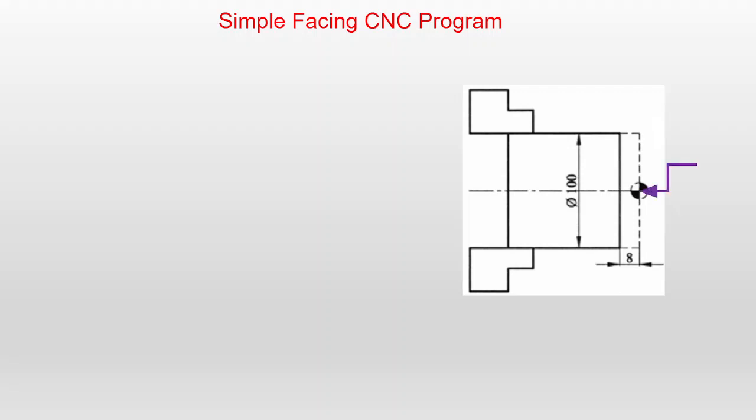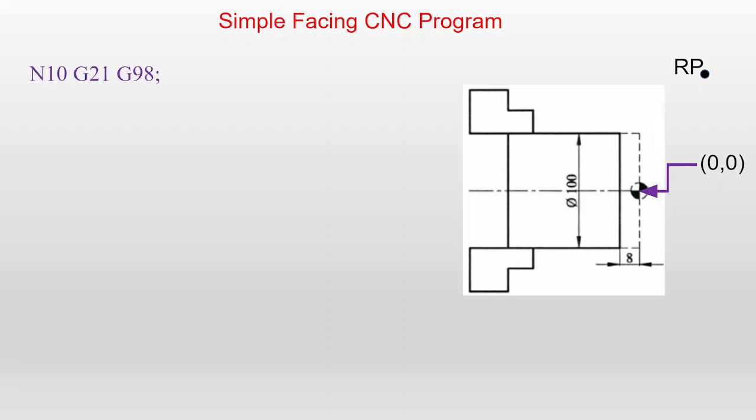So you can see that here at the center of the workpiece, the coordinates are 0, 0, x is 0 and z is 0. So for every machine we define the reference point. Okay, the tool will start from the reference point.